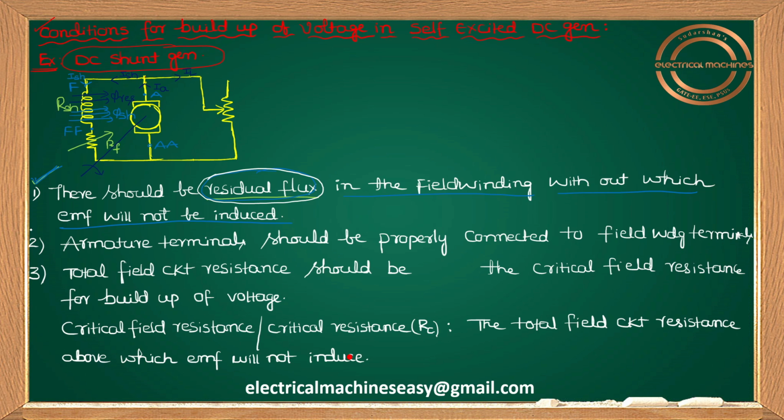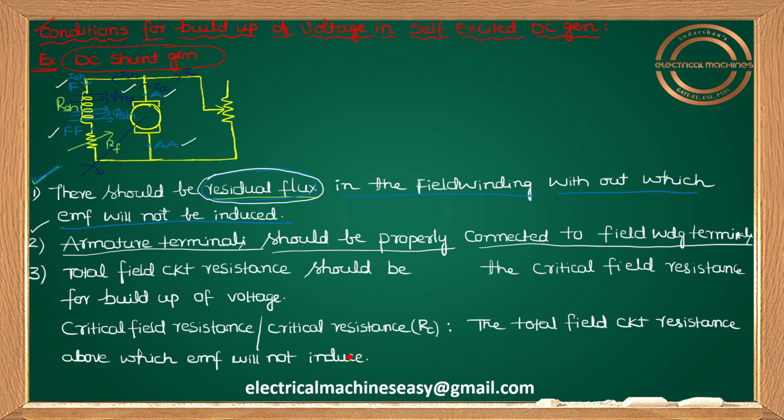And the second point is very important. Suppose though residual flux is there, your armature terminals A and AA should be properly connected to the field winding terminals F and FF. Then only will EMF build up. That means flux will add, so EMF will build up, and the process will go on until your load voltage remains constant. Okay, so guys, the second point: armature terminals should be properly connected to field winding terminals.